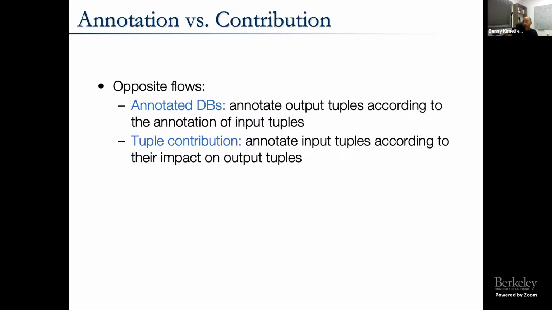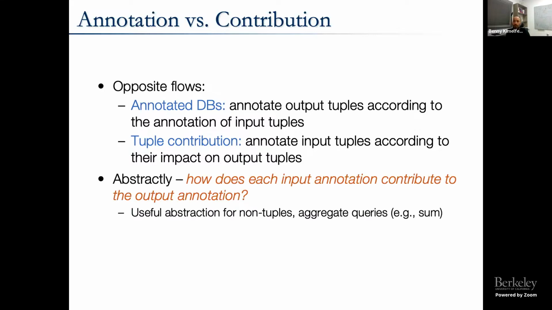How do we annotate the input tuples by numbers, by these contribution scores, according to their impact on the output tuples? Now, you can also look at it from a different perspective and look at the abstraction where every possible tuple is out there, and it may have an annotation, which can be 0. And then the question becomes, how does each annotation of the input contribute to the annotation of the output?